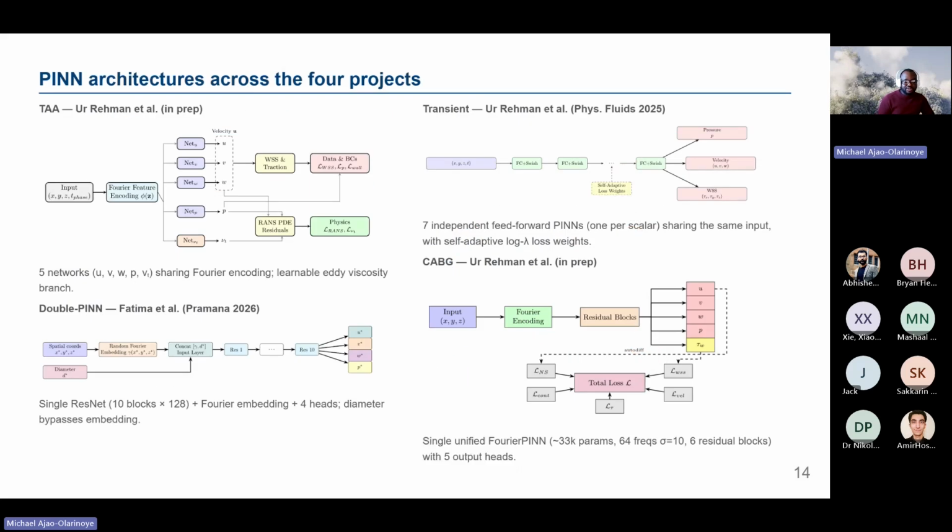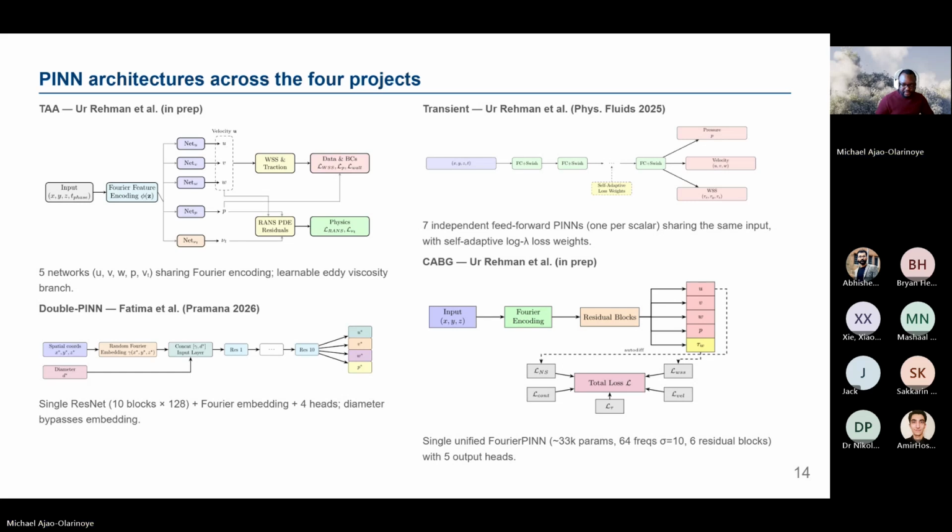Now, the network structure that we've used in most of these projects contains a few things. The first thing is mostly an adaptive weighing loss scheme. It differs from project to project, but we always used an adaptive weighing loss scheme. We also made use of the Fourier feature embedding, or Fourier feature encoding, which we discovered in some papers around advances in PINNs, to show that getting the data at a high fidelity level is quite good and important.